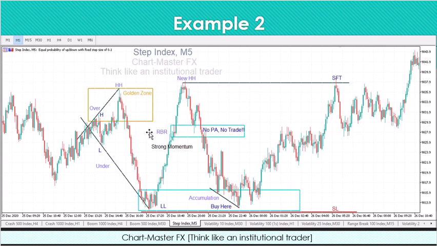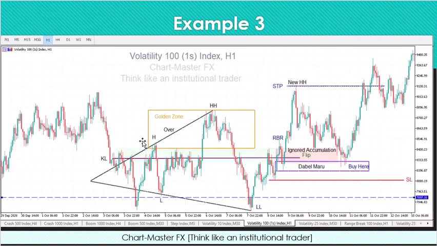So I think we are done here. Let's go to example number 3. In example number 3, guys, you can see here we had a key level somewhere here, and what happened is that we had a high here, we had a lower here, and the price actually engulfed this low and formulated the lower low, and we have a golden zone here.